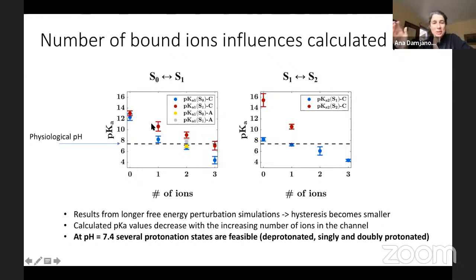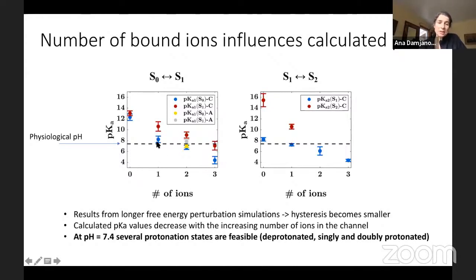Those simulations involved 11 replicas. We were doing Hamiltonian replica exchange to get these numbers. So the hysteresis was much reduced, and you can immediately tell this dependence of the pK value on the number of ions. To look at what this means: if there are 0 ions in the channel, the protonated state is definitely populated. And if you look at the S1 to S2 transition, even the deprotonated state can be populated.